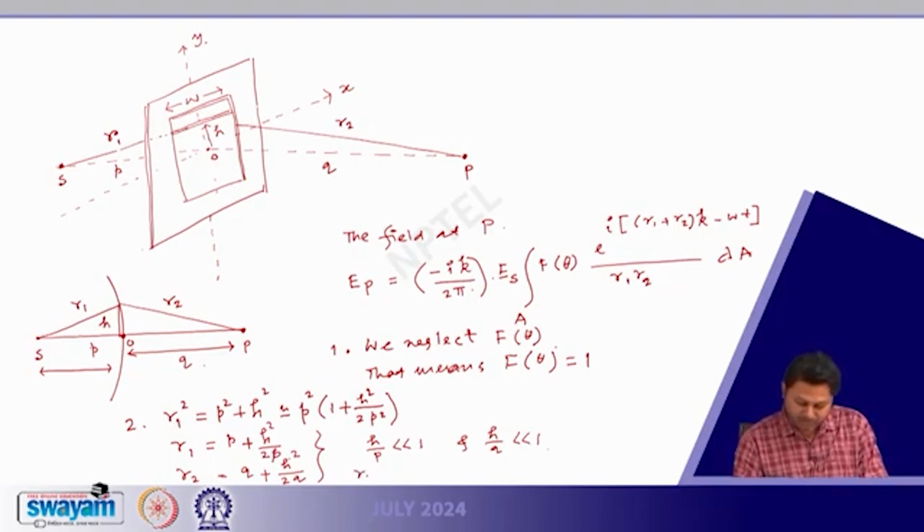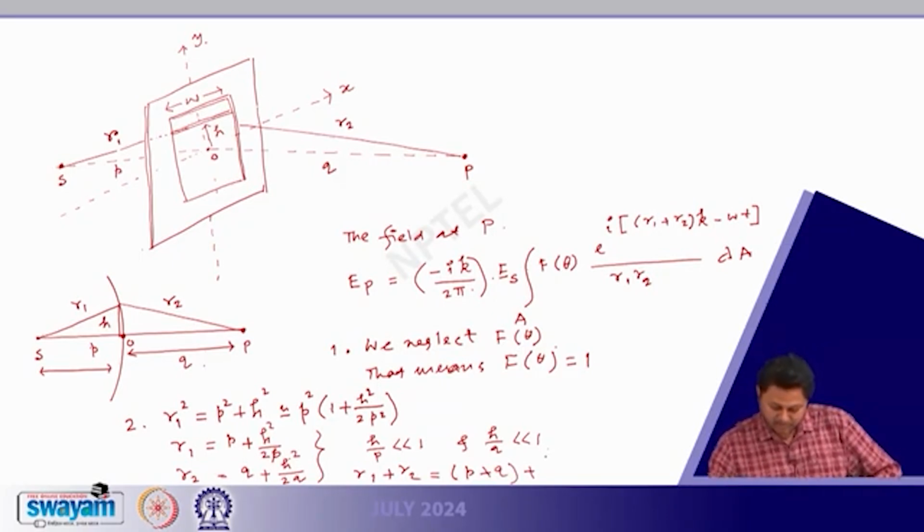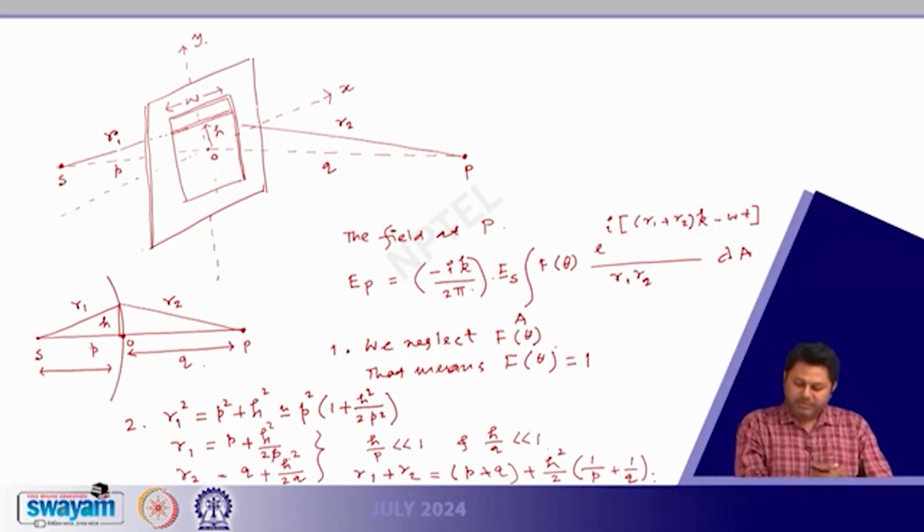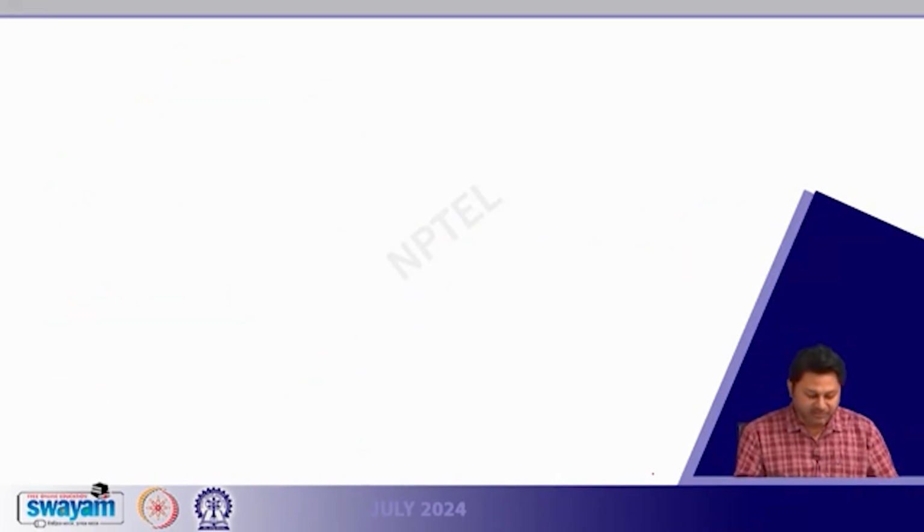Now, after doing that, I can write R1 plus R2 is essentially P plus Q plus H square by 2, then 1 by P plus 1 by Q. So, that is my R1 plus R2 with this approximation. We make few approximations here to make life simple, and those are the approximation we took.